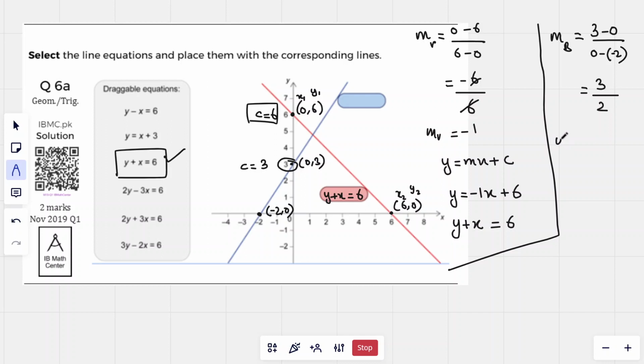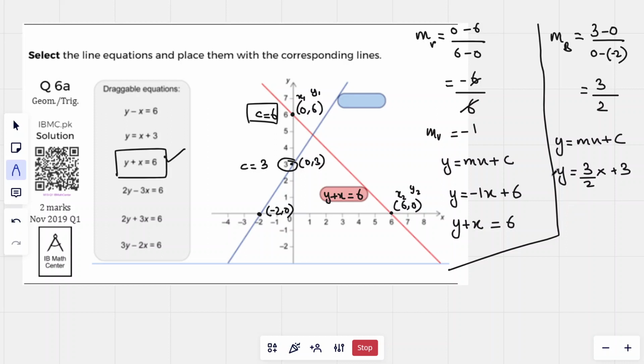My equation would be y equals mx plus c. I know my gradient is 3 over 2 and my c is 3. This would be y equals 3 over 2x plus 3. Do I have anything in which y is the subject and the gradient is written as a fraction? No, I don't. But I do see 2y, I do see 3. So that means I'll have to change this fraction into a whole number. In order to do that, I can multiply everything by 2 because the fraction is 3 over 2.